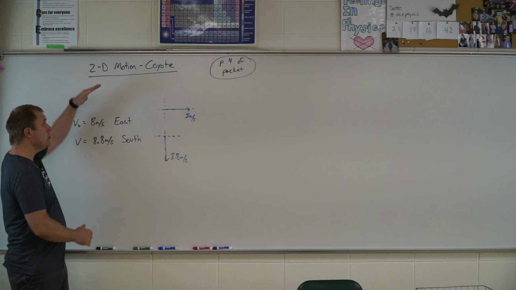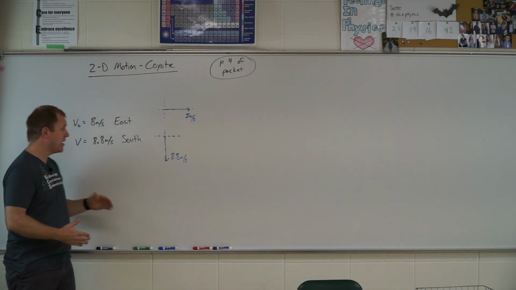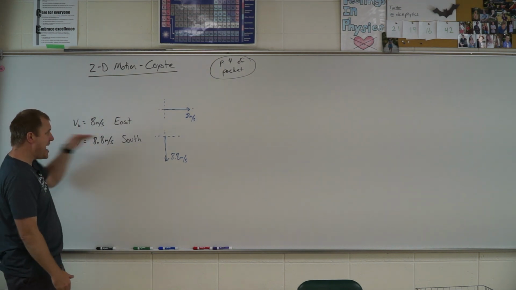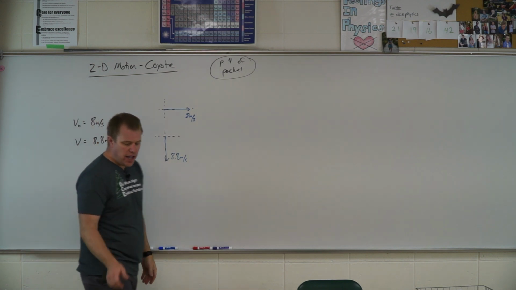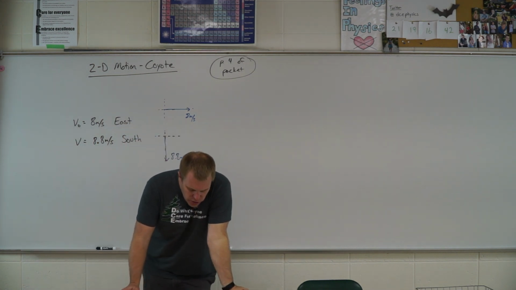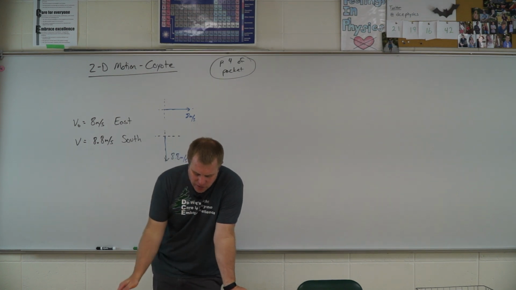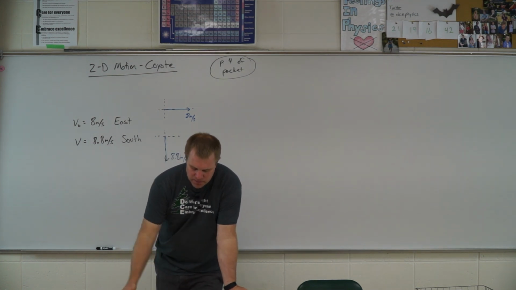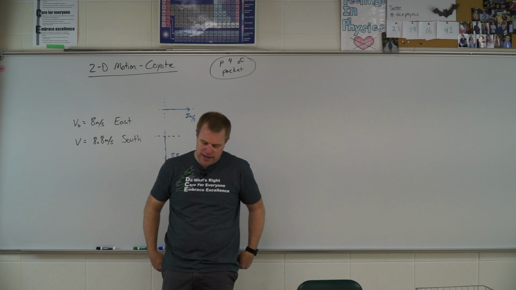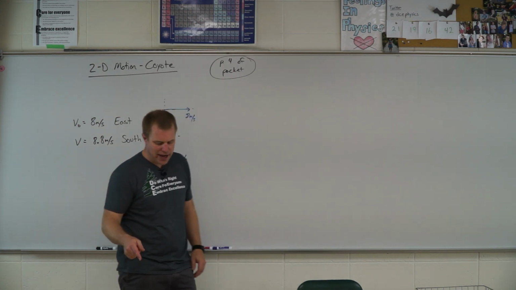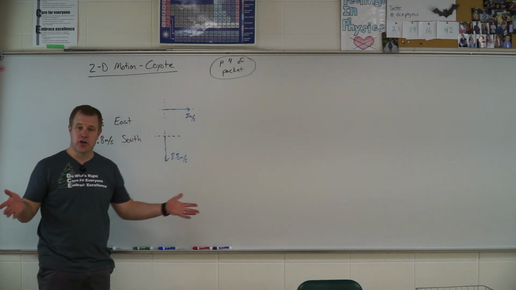All right, we're doing the 2D motion problem with the coyote. Our coyote's originally going 8 meters per second east, and then moves to 8.8 meters per second due south 4 seconds later, and it wants us to find the x and y components of the coyote's average acceleration during that time, and the magnitude and direction of the coyote's average acceleration during that time.